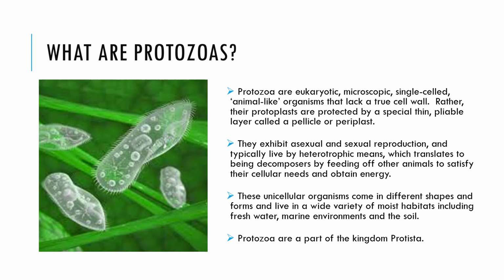They exhibit asexual and sexual reproduction and typically live by heterotrophic means, which translates to them being decomposers because they feed off of other animals in order to satisfy their cellular needs and obtain energy. These unicellular organisms come in different shapes and forms and live in a wide variety of moist habitats, including freshwater, marine environments, and the soil. Protozoa are part of the kingdom Protista.